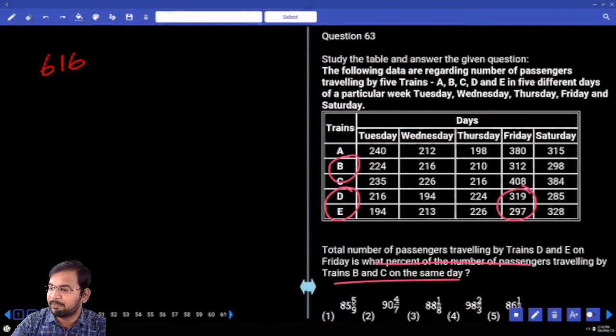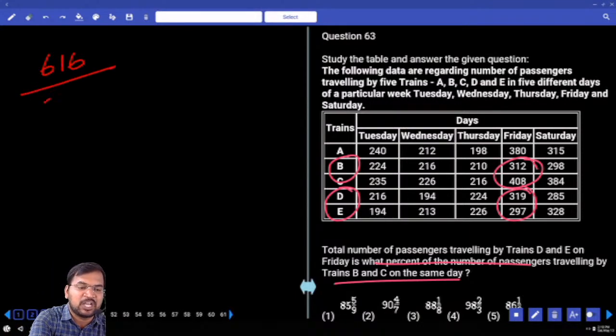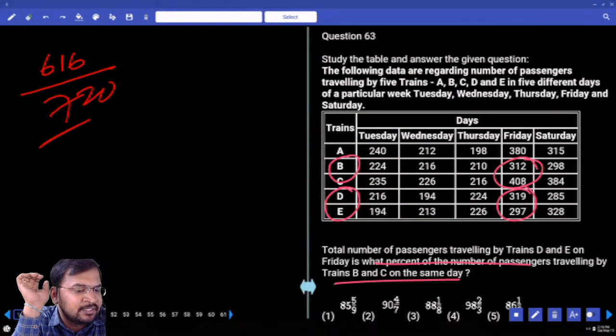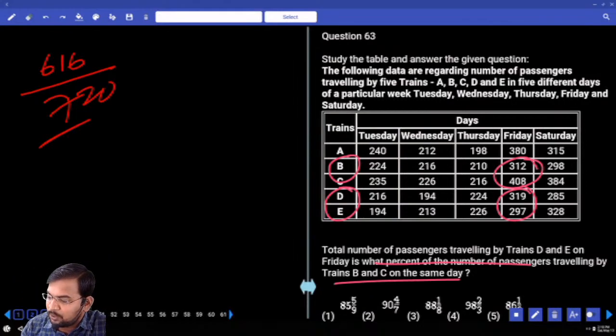B and C on the same day, these two. How much are these two? 720. 616 is how much percentage of 720? 7 how many times? 7, 8, 7 9s are 63. And our answer is approximately very close to 90. But all options are there. It's not possible to become 100, but all options are almost close.